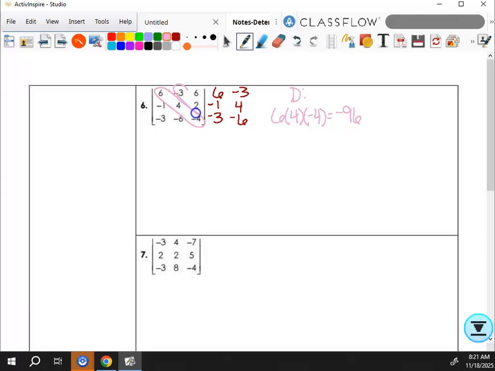Then multiply these three. Negative 3 times 2 times negative 3. 18. And then these three. 6 times negative 1 times negative 6. Positive 36.